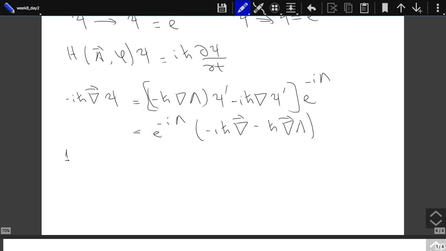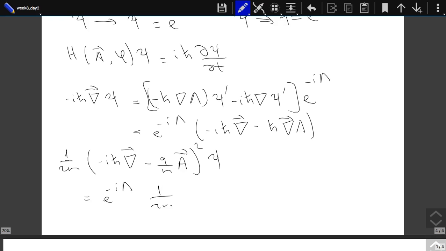1 over 2m, minus I h bar Laplacian minus q over m a, squared acting on psi. This just becomes e to the power minus I lambda 1 over 2m, minus I h bar gradient minus h bar gradient of lambda minus q over m a, squared psi.